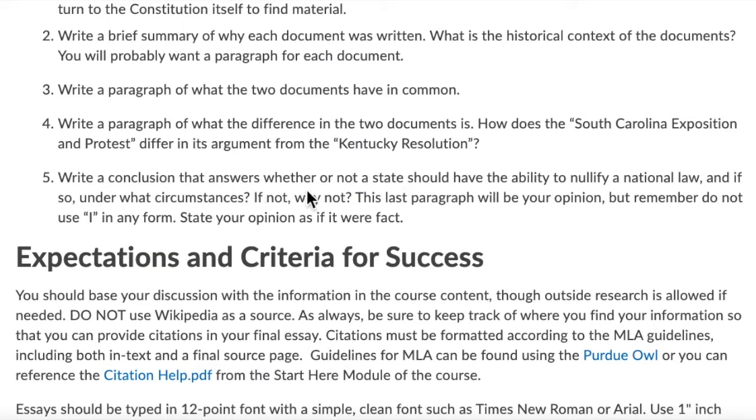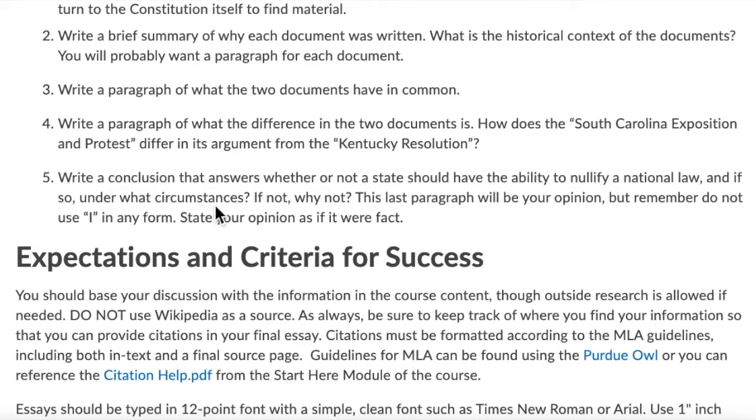Write a conclusion that answers whether or not a state should have the ability to nullify a national law, and if so, under what circumstances. And if not, why not? This last paragraph will be your opinion, but remember, do not use I in any form. State your opinion as if it were fact.